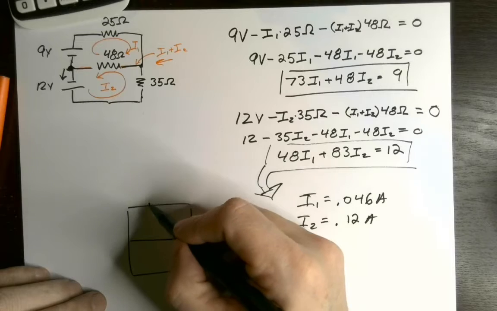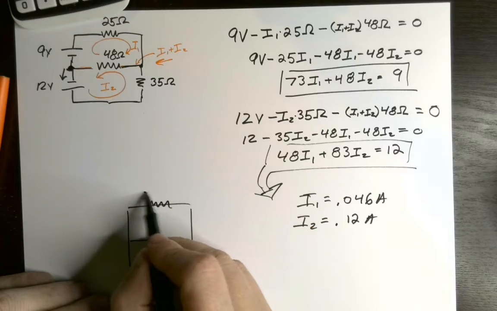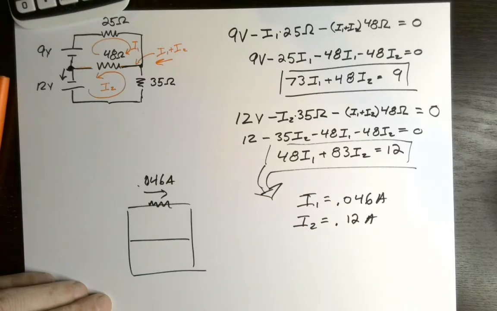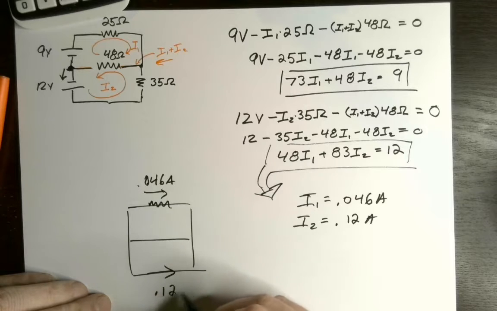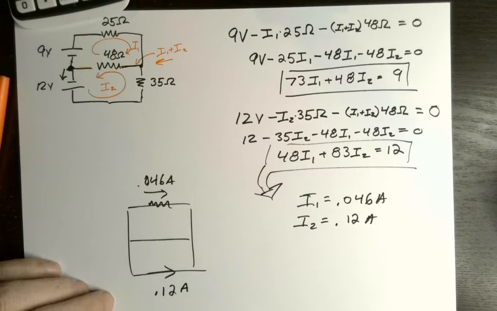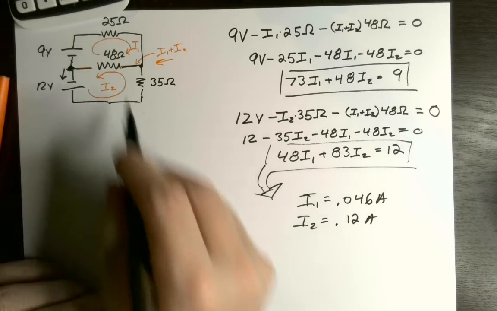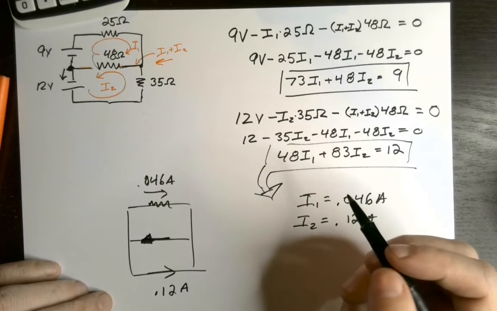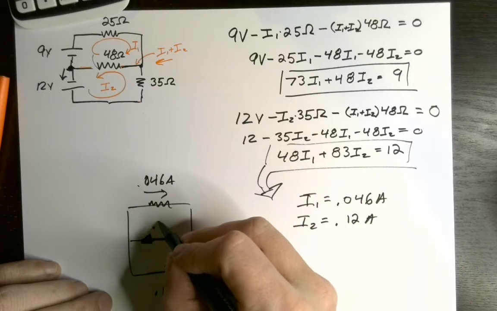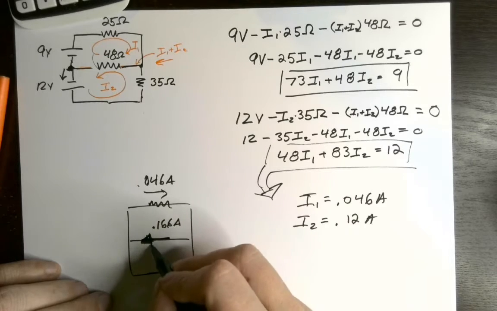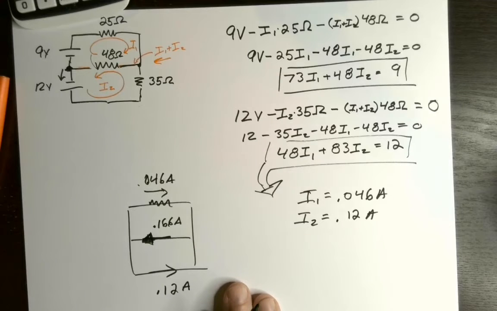solution, which tells us that the current here, I1, is 0.046 amps that way. The current here, I2, is 0.12 amps that way. And the current here in the middle is the sum of those two, where those two currents overlap, which would be 0.166 amps that way.